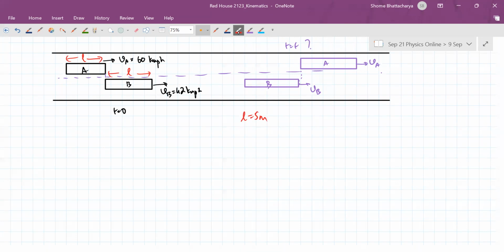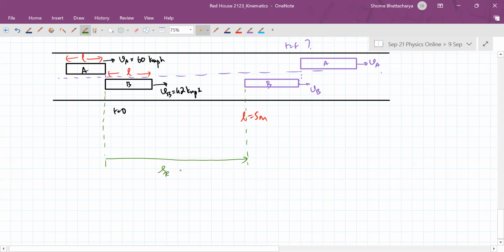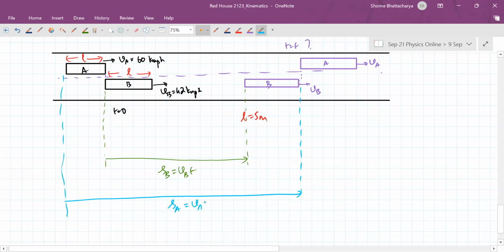So to find t, I'll just give you a hint. Here you can see in this diagram, this is B's displacement during that time. So it is VB into T. And similarly, this is A's displacement. That is VA into T. Now use this relation over here to find out how much that time is. And then we'll talk about the road length also. Okay.